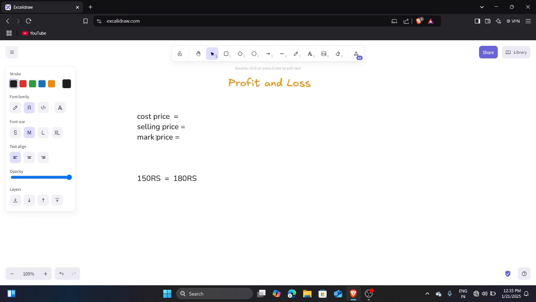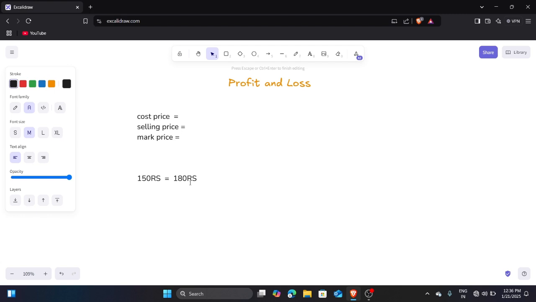Okay, and what is the difference between the selling price and mark price? Mark price is what is printed on a product. But what shopkeepers do, most of the time they give you some discount, and always they give you the discount on the mark price. It means they tell you this is my selling price of the product, but I will give you 10% off, 10% discount on it. So suppose this is the mark price, 180.